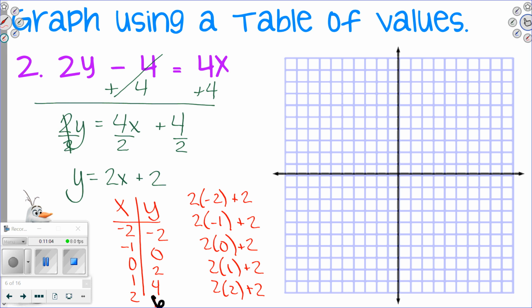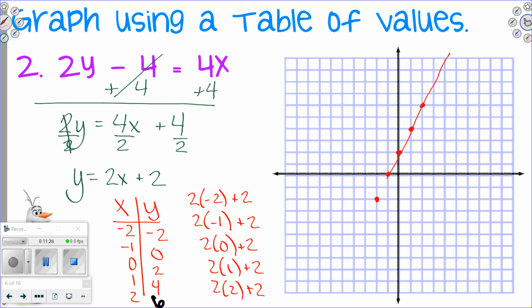All right. So we just need to plot our points. So -2, -2, -1, 0, 0, 2, 1, 2, no, sorry, 1, 4, and 2, 6.